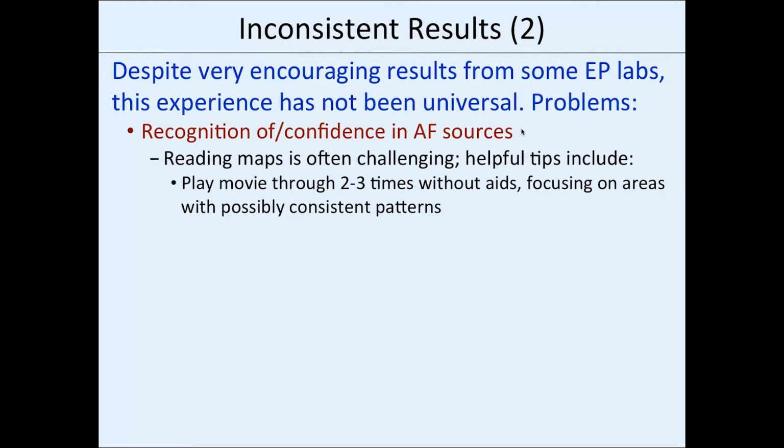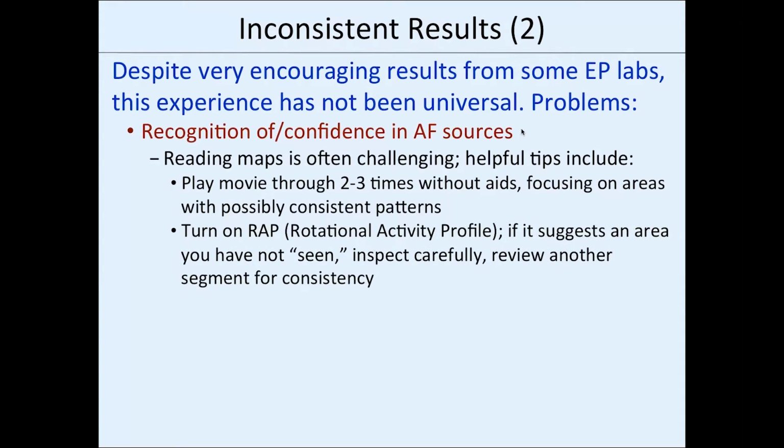I play the movie through a couple of times without any of these visual aids such as wrap or spotlight. I try to focus on one corner, a quarter of the screen. Is there something going on over there? No, there really isn't. Okay, let's look at another area, but by then the movie's halfway through, so you have to play it through a couple of times. It's only a few seconds to play the movie, so you don't waste a lot of time with that. So I play it through two or three times and say, yeah, I think there's something going on there. Then I can turn on the rotational activity profile.